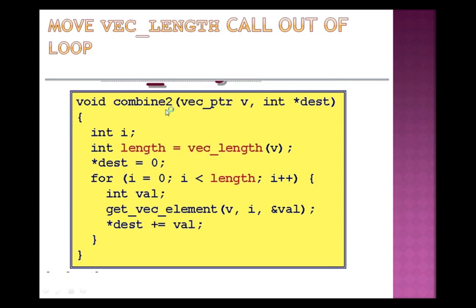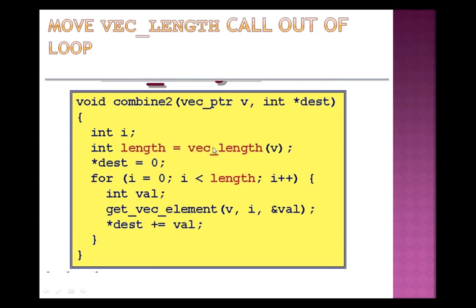So now this inefficiency of the loop is rectified. These are the same variables as we discussed with the help of the book. Then int length equals vec length v, using the length variable, storing the length value of v in the length variable, using the destination variable, that is the pointer variable, initialized to 0.